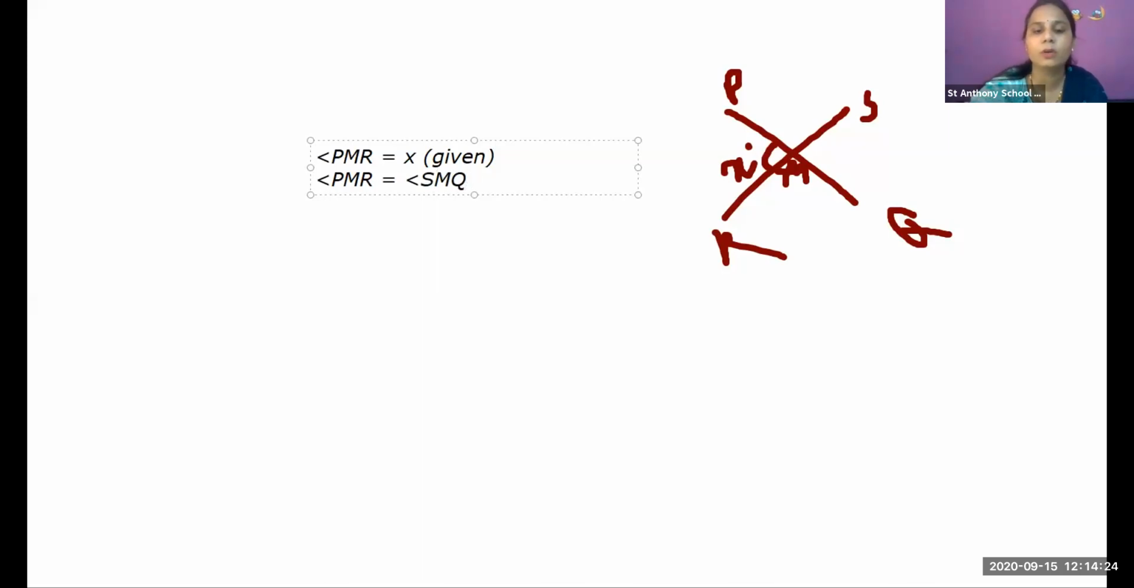What is the reason for it? Why is angle PMR equal to angle SMQ? So you can write that the measure of angle PMR is equal to the measure of angle SMQ. What is the reason for this? These are vertically opposite angles.